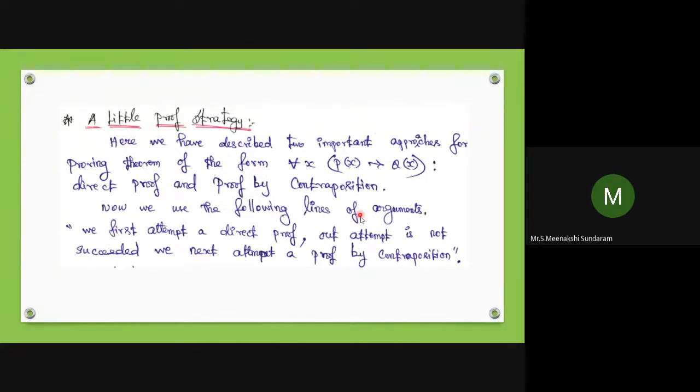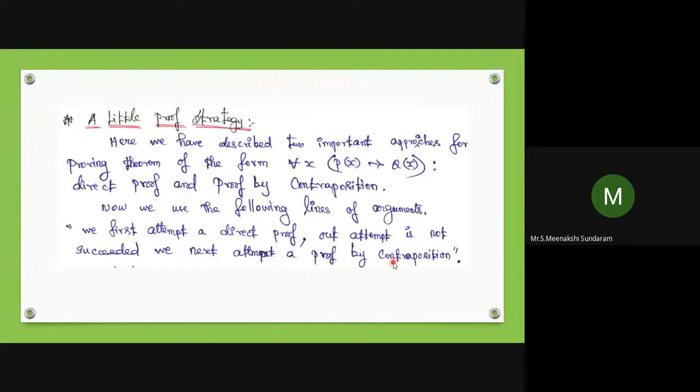Now we use the following line of argument. We first attempt a direct proof. Suppose a direct proof is not possible and we cannot reach the conclusion, then by trial and error we can go for another method, contrapositive. So our attempt has not succeeded.